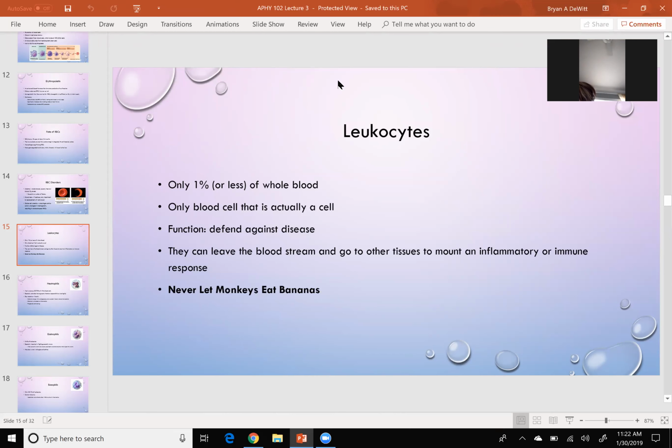B and T cells are a type of lymphocyte. We're actually about to talk about that in a second. There are 5 types of leukocytes. "Never let monkeys eat bananas" helps you remember them in order. Neutrophils are the most abundant, followed by lymphocytes, which Rachel was talking about earlier. These are your B and T cells. Monkeys are your monocytes, E are eosinophils, and B are basophils.